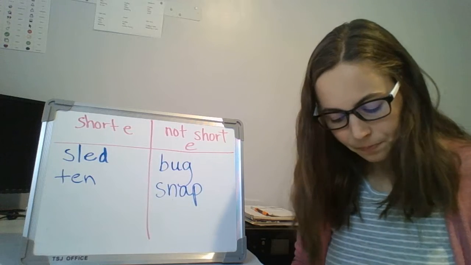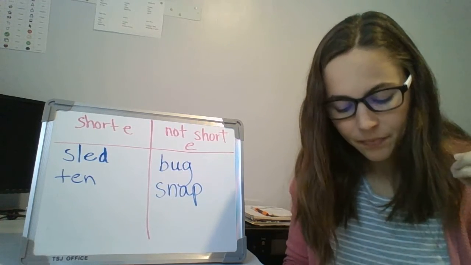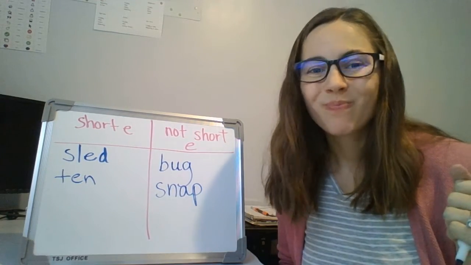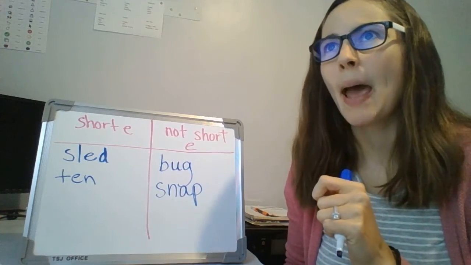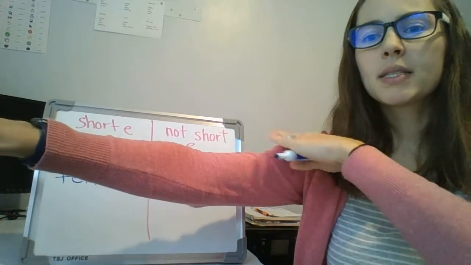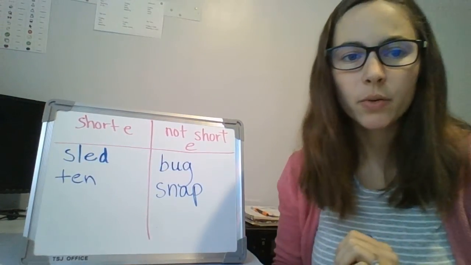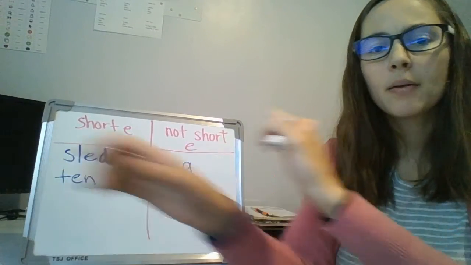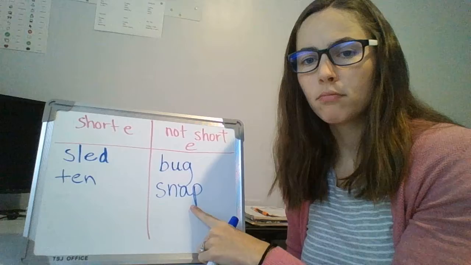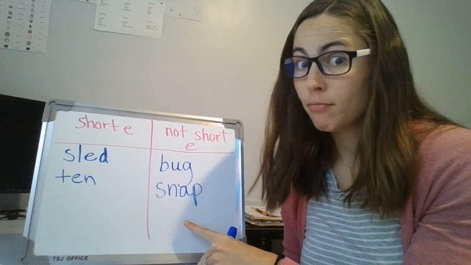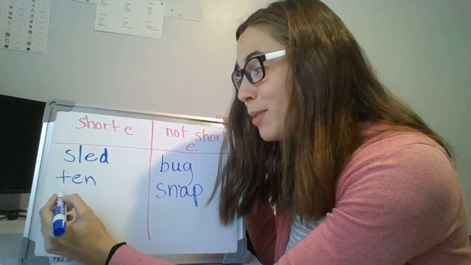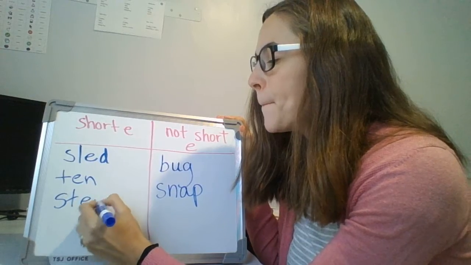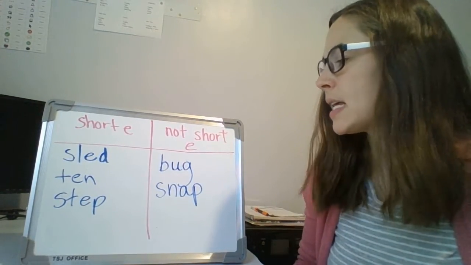My next one is step. It says step. Short E or not short E in step? Segment and blend it with me. Step. Did you hear it anywhere in that word? Step. Here or here? Short E, not short E. Short E. I hear another blend. St, S-T, st, P. Okay, S-T-E-P for step.